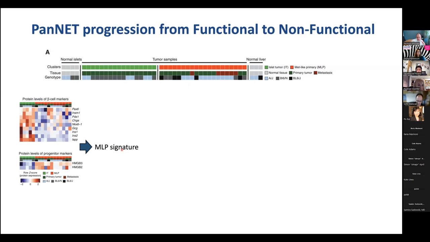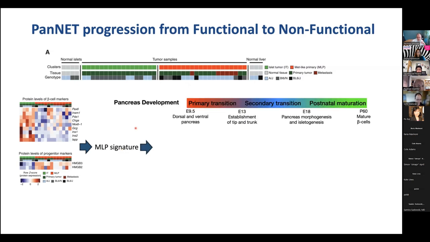So having the signature, now we went back to the mouse and also some of the human data. I'm going to show here the mouse data. And we said, okay, now we have this MLP signature. What does it look like when you compare to the developmental stages in the mouse pancreas?